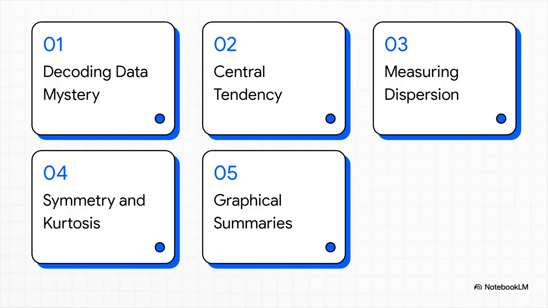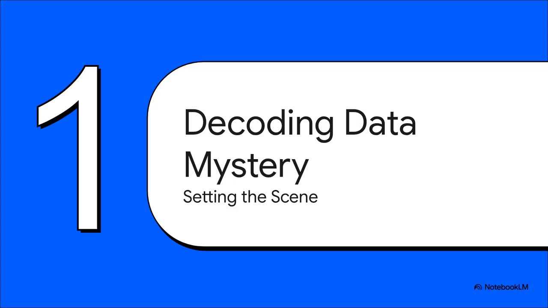Here is our official docket of evidence for today. 1. Decoding the data mystery. 2. Finding the central tendency. 3. Measuring data dispersion. 4. Symmetry and kurtosis. And finally, 5. Sketching graphical summaries. Let's get right into it. Section 1. Decoding the data mystery, setting the scene.